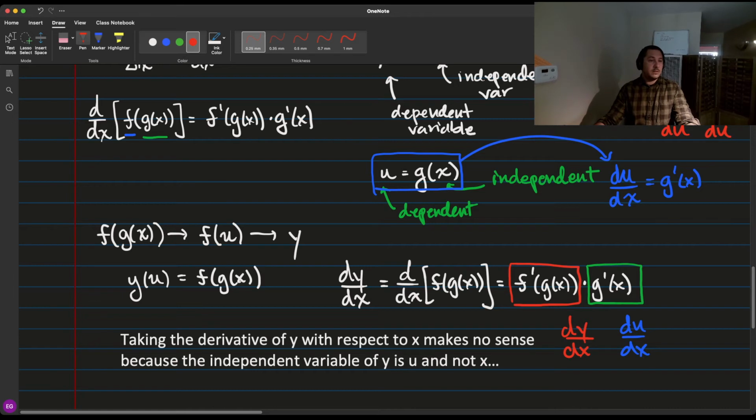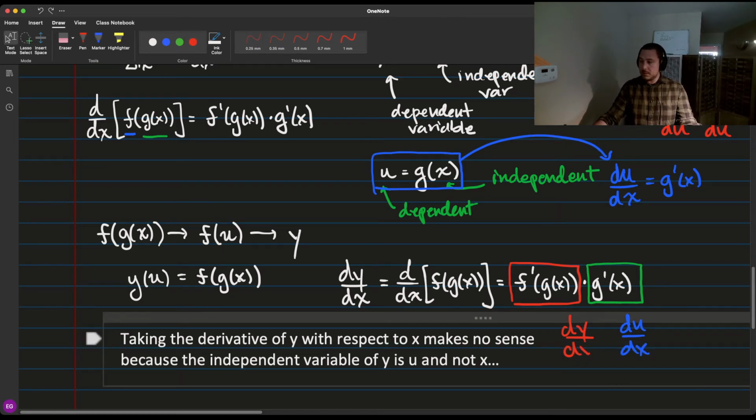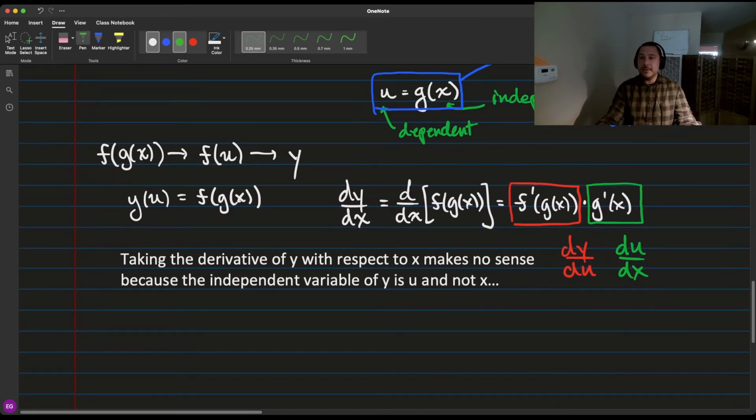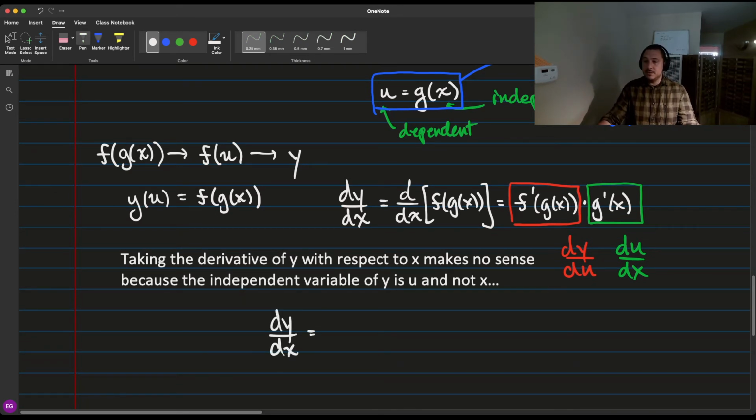So that one in red, that boxed red, turns into dy/du, sorry, my bad. The green box becomes, let's put it in green so they match, what is it? I had du/dx. So what we have just found out is that the derivative of y with respect to x is equal to the derivative of y with respect to u times the derivative of u with respect to x.